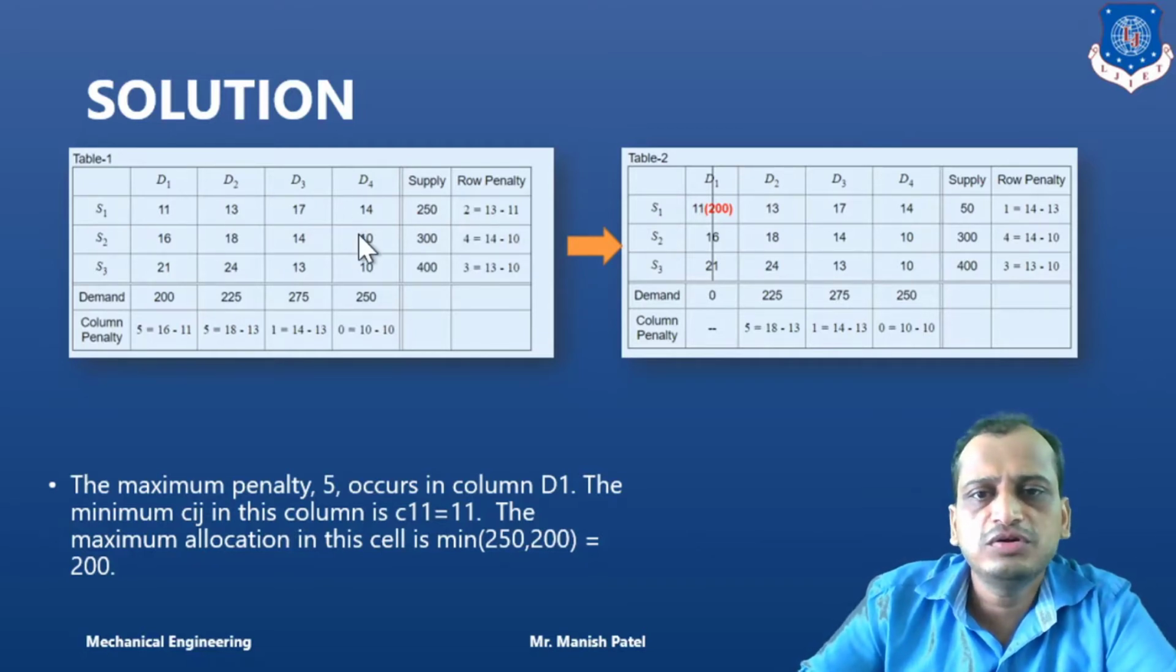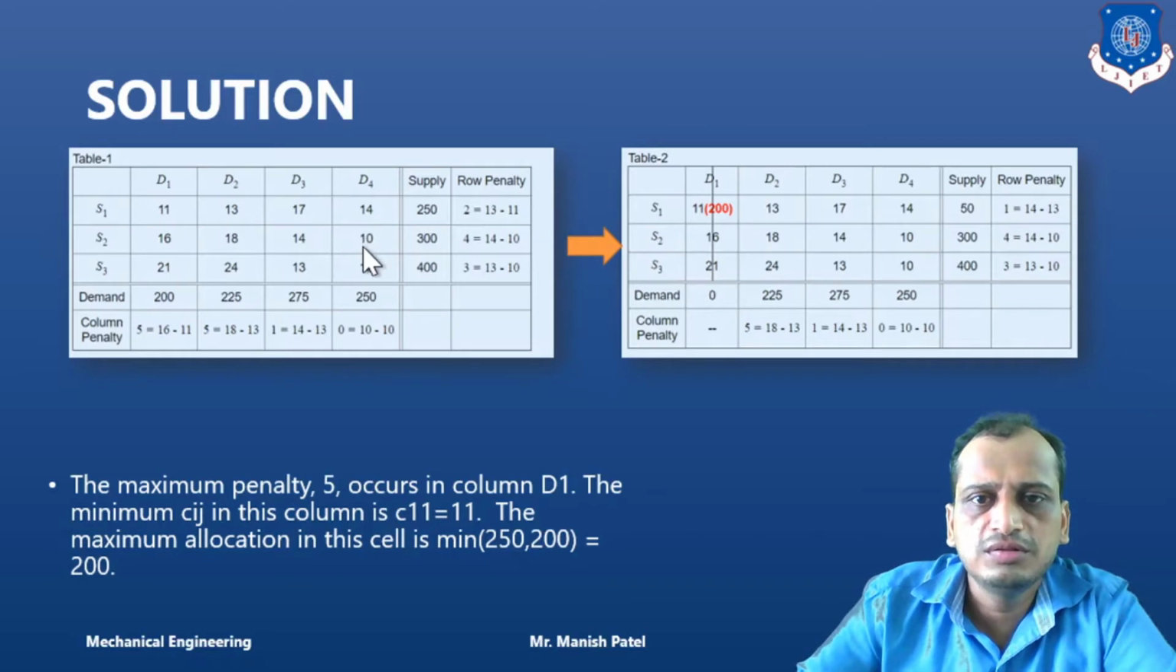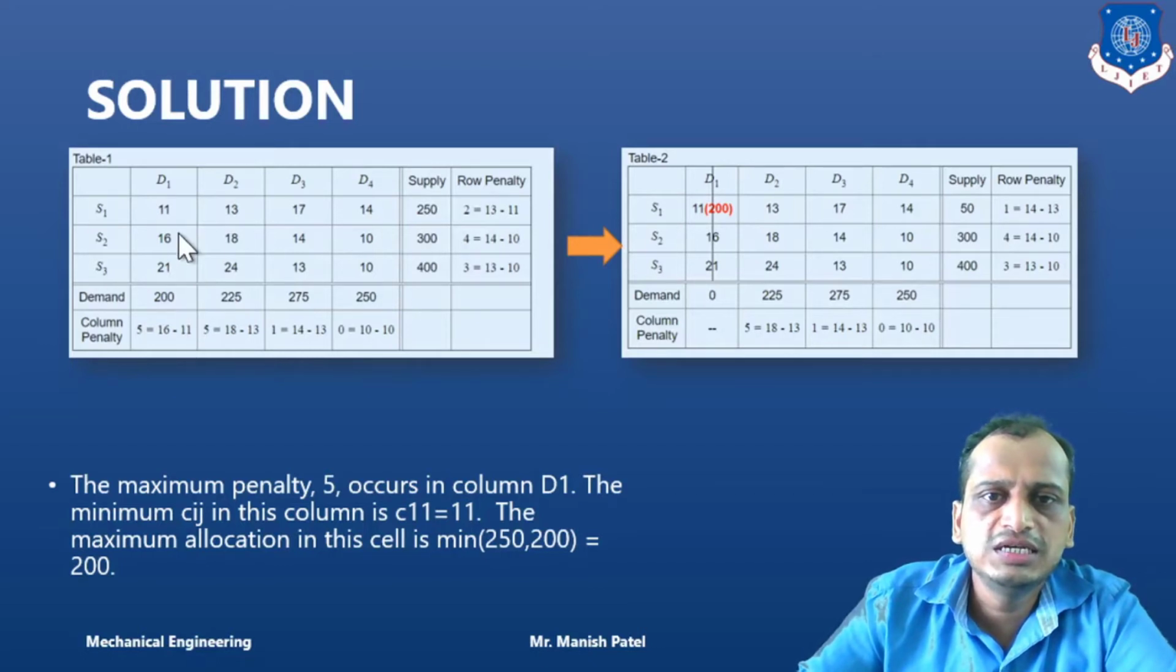Same for the second row. The lowest is 10 and the second lowest is 14. 14 minus 10 is 4. For the third row, it is 13 minus 10, which is 3. And we will do the same for the columns, and we find the column penalty. In the column, 11 is the lowest, 16 is the next lowest. So 16 minus 11 is 5.